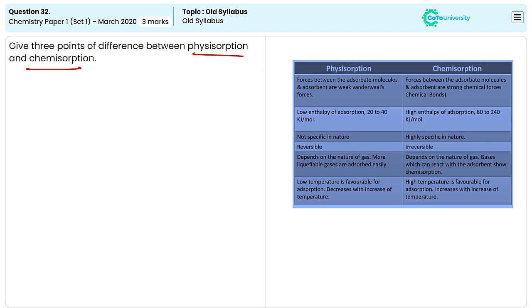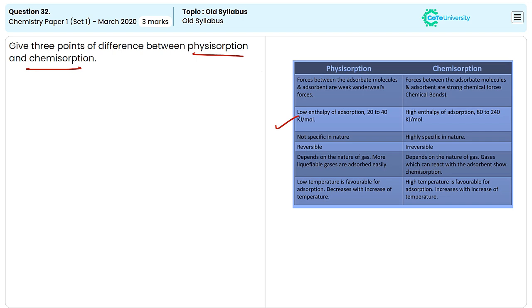Coming to the energy involved in both the processes, physisorption has a low enthalpy of adsorption, usually ranging from 5 to 40 kJ per mole. This is because the forces involved are weak. While in terms of chemisorption, it has a higher enthalpy of adsorption, usually ranging from 40 to 400 kJ per mole. This is due to the formation of stronger chemical bonds.